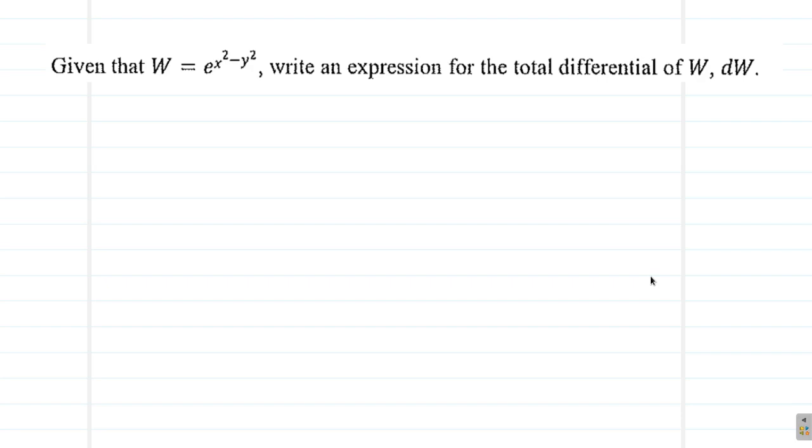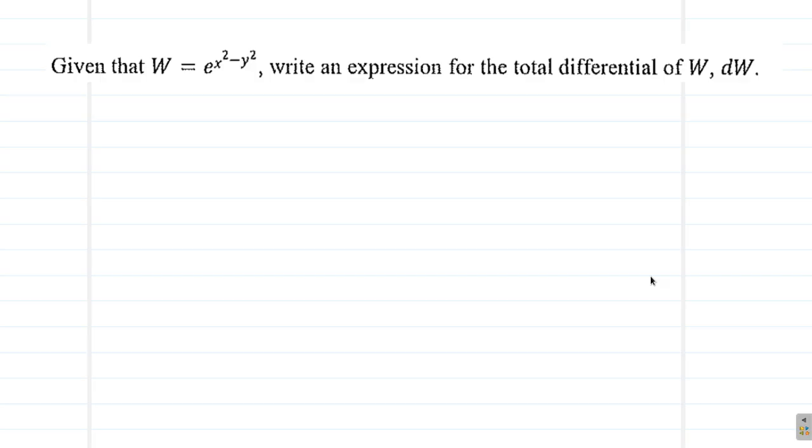Here, we're given that W is equal to e to the power of x squared minus y squared. You must write an expression for the total differential of W, which we call dW. Alright, so I'm going to ask you to pause the video and make an attempt at that. Okay, have you finished?